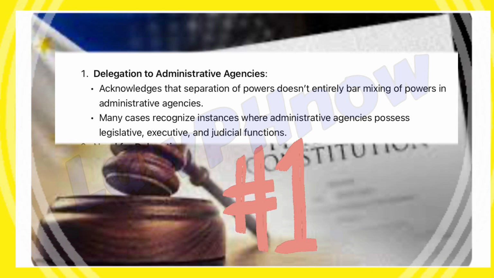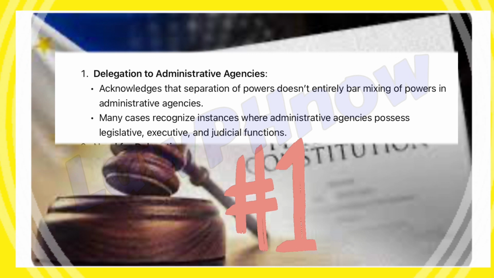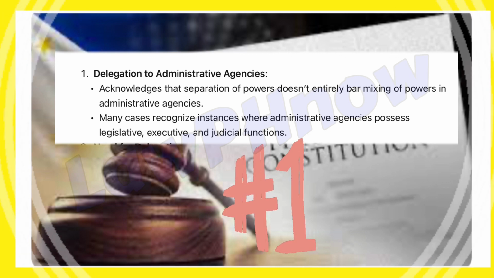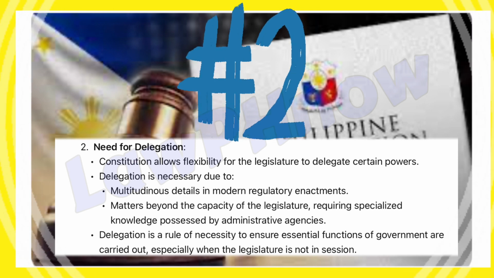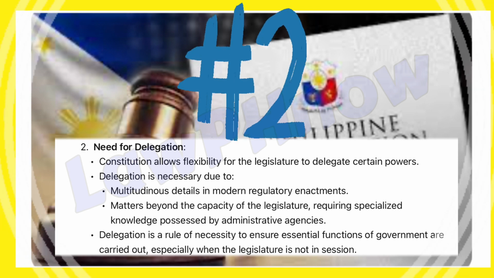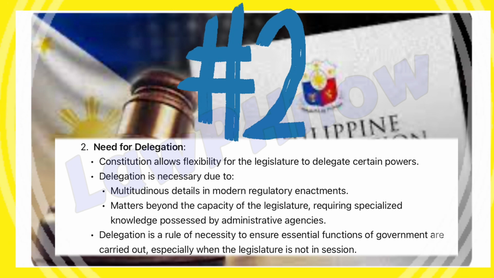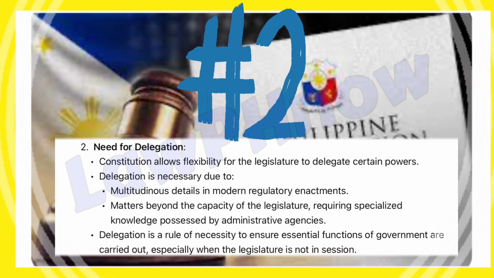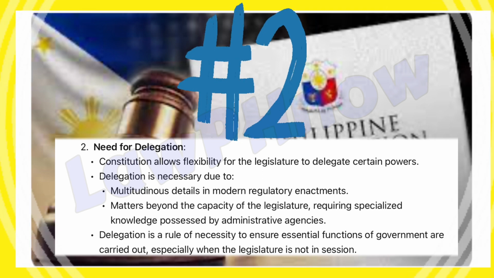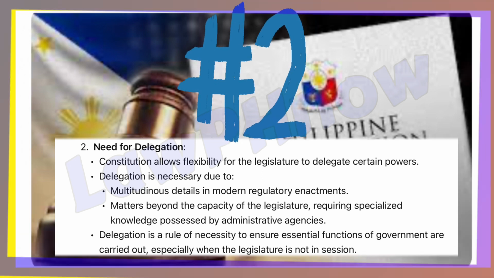Many cases recognize instances where administrative agencies possess legislative, executive, and judicial functions. 2. Need for delegation. Constitution allows flexibility for the legislature to delegate certain powers. Delegation is necessary due to multitudinous details in modern regulatory enactments, matters beyond the capacity of the legislature, requiring specialized knowledge possessed by administrative agencies.